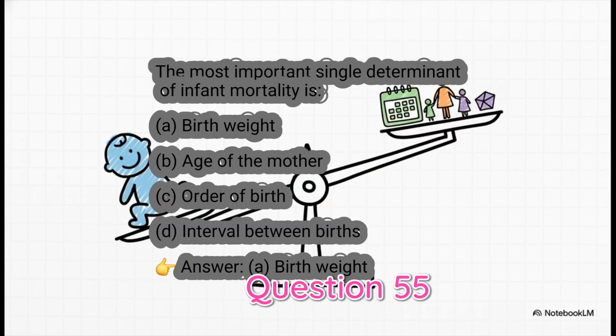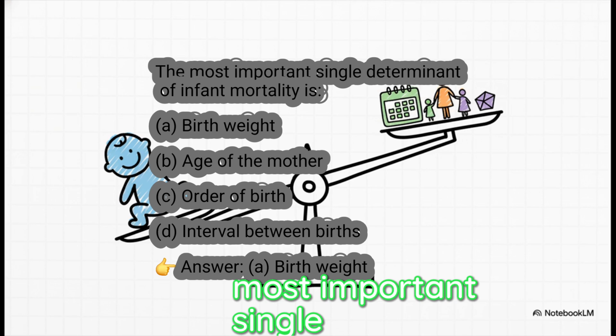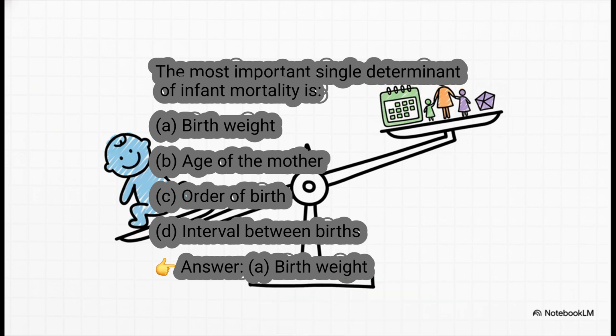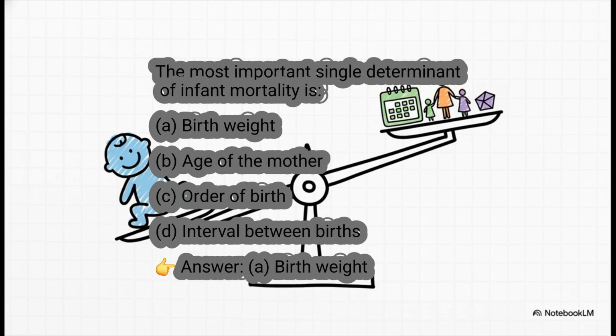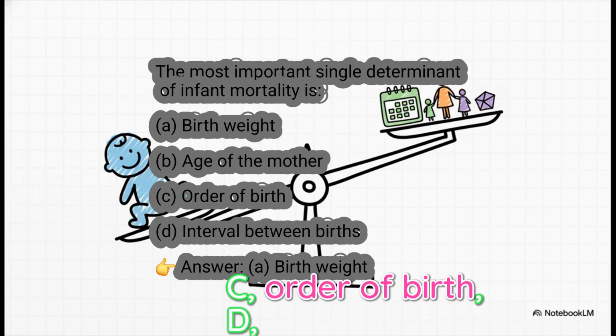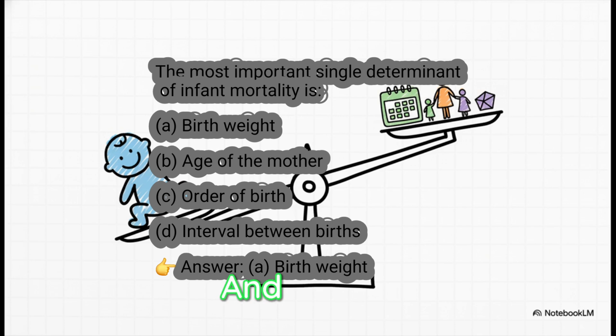Question 55 is asking for the most important single determinant of infant mortality. The options are A, birth weight, B, age of the mother, C, order of birth, D, interval between births. And the answer is, without a doubt, A, birth weight.